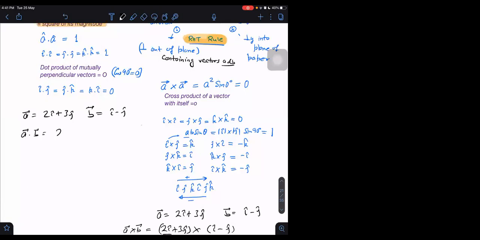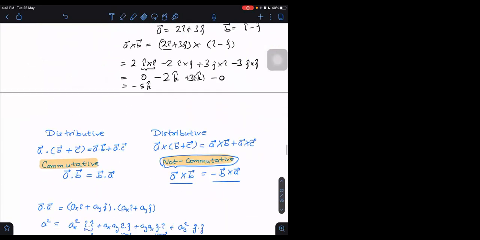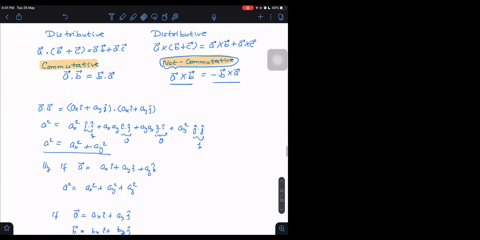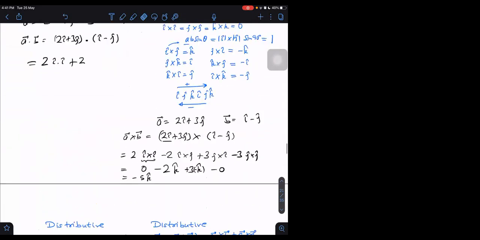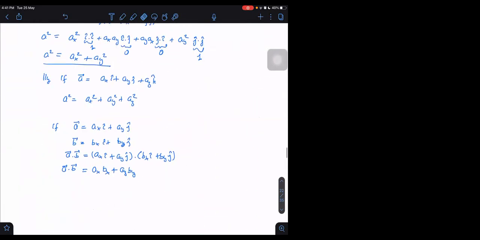A dot b will be 2i plus 3j, in between take dot, i minus j. Then again, the same way as we did before, 2 into 1, 2 I dot I. Plus, next 2 into... or let me cut it short. I have discussed it already yesterday, so today I will not do it like that. What I told you yesterday: I into I is equal to 1, J into J is equal to 1. Just remember this.